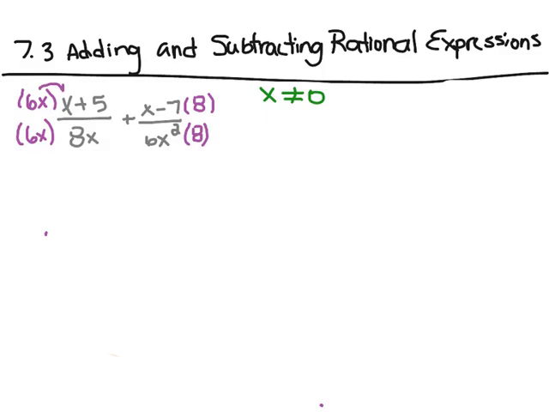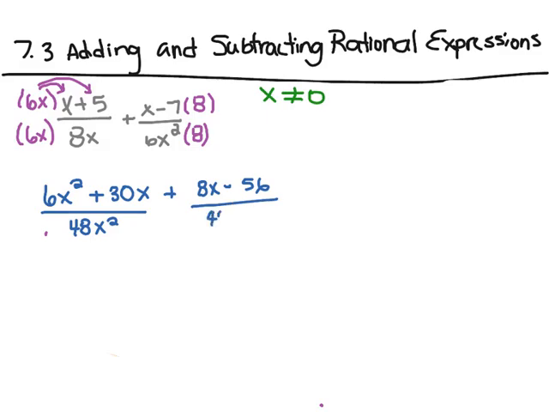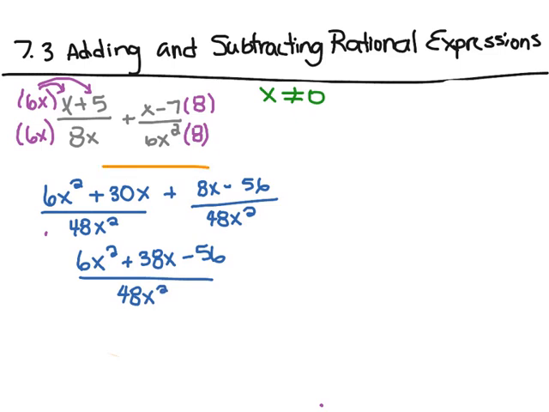Now when we do this, we have to make sure to distribute the 6x into both of the terms in the binomial on the top. So on the top, we should have 6x squared plus 30x over 48x squared plus 8 times x is 8x minus 56 over 48x squared. Now we're going to combine our terms. So we have 6x squared plus 38x minus 56 over 48x squared. So we add it across the top.